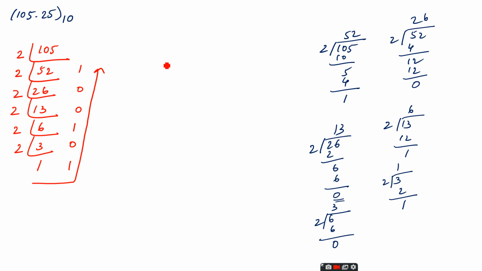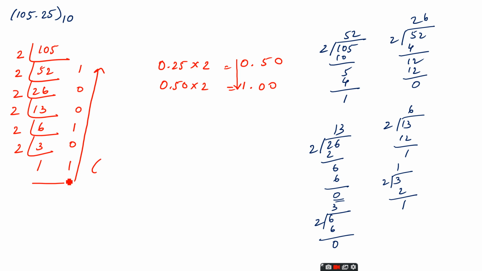Now next is the fractional part. So we'll take 0.25 times 2. 0.25 times 2, the answer is 0.50. Then 0.50 times 2, the answer is 1.00. So we got the fractional part also. We have to write the answer from top to bottom.